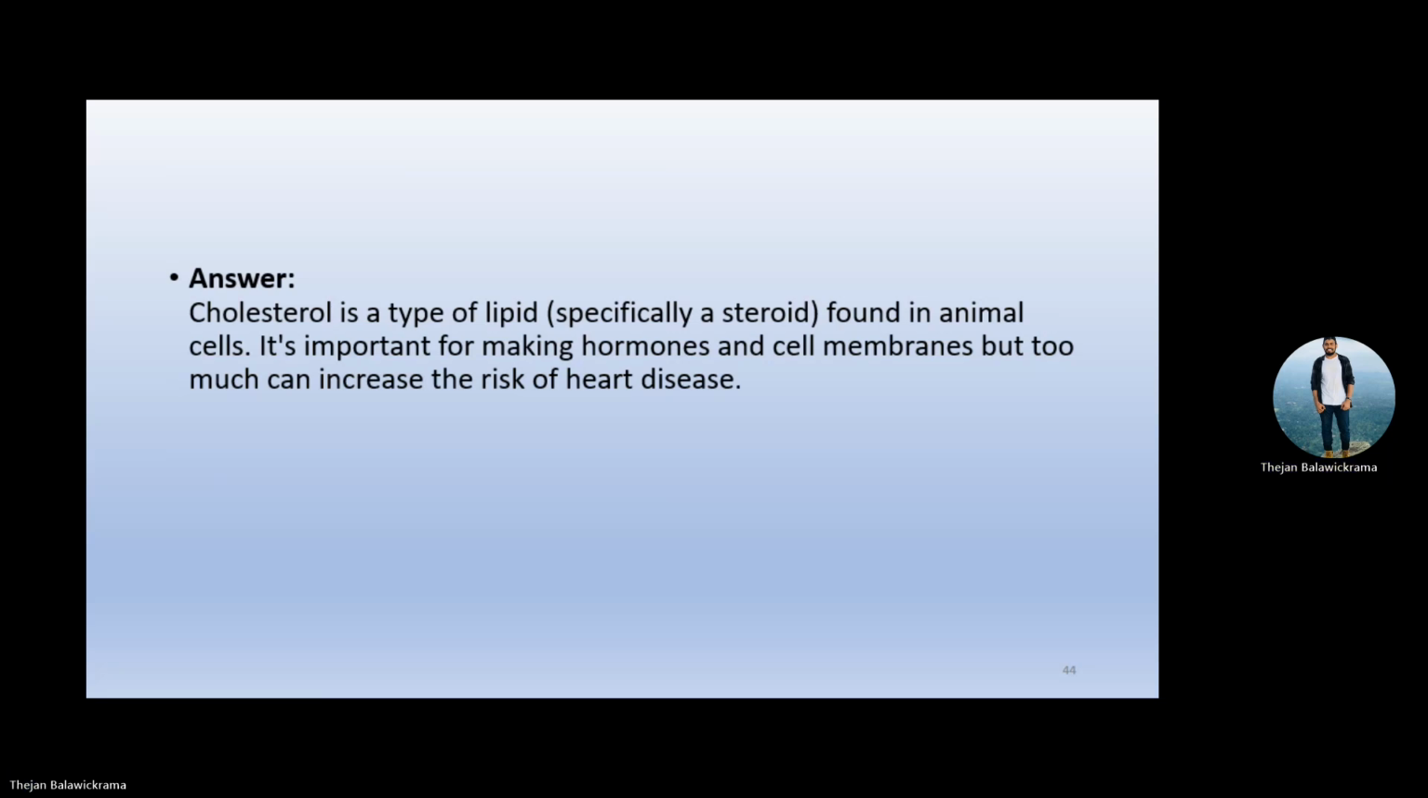Right. One point is it's a type of lipid, and a steroid. We find it in animal cells, and function-wise, it is important for making hormones and cell membrane. That means it has a structural role. So that is why it gets deposited on the inner wall of the veins and arteries, blocking them, which increases the risk of heart diseases.